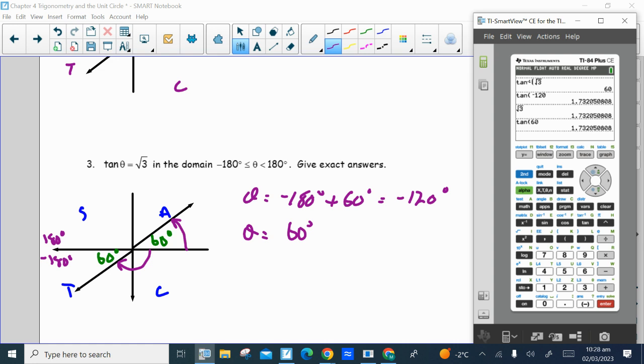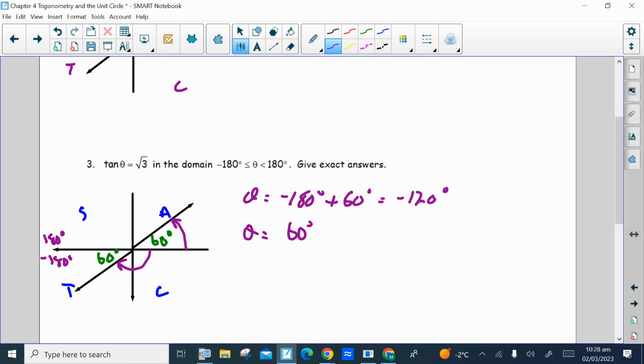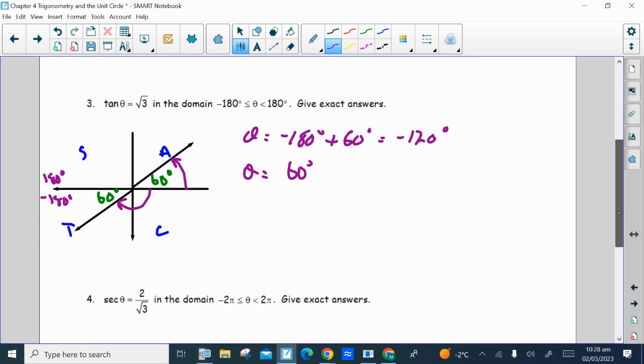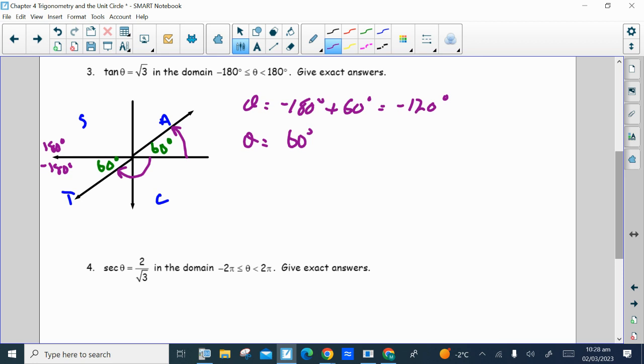So far, we've seen examples where we only have 2 answers, but it's possible to have 4 answers or 3 answers. It all depends on what information you're given as well as what the domain is. Okay?